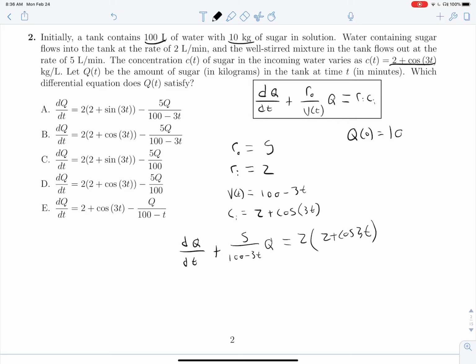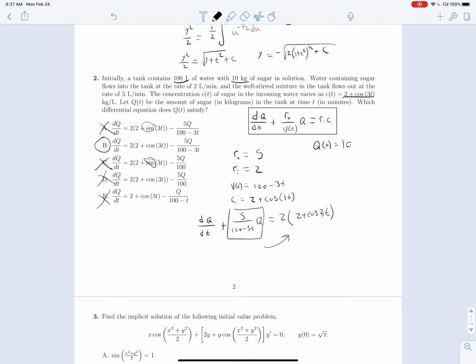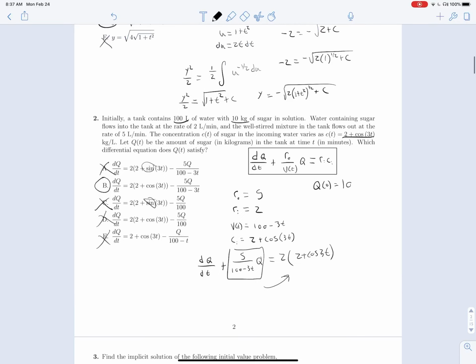And if we look through our answer choices, I'm going to get rid of the ones with the sine in here, we know that that's incorrect. And it looks like they've moved this term over to the right side in all these answer choices. So we should have negative 5Q over 100 minus 3t, which is answer choice B. It matches everything we've set up.